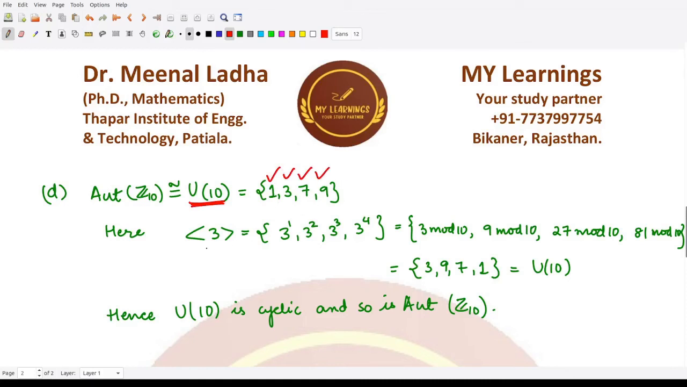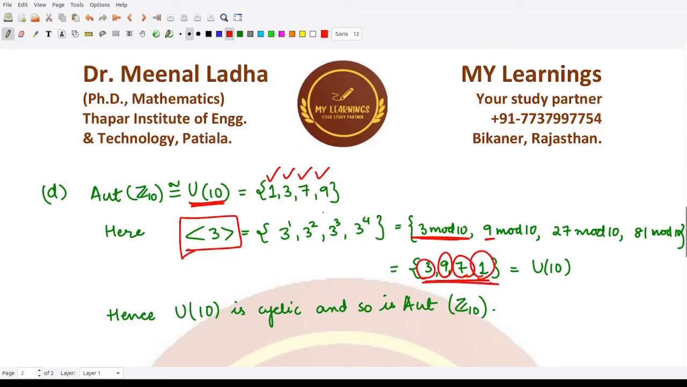So here you see the subgroup which is generated by 3 contains the elements 3 raised to power 1, 3 raised to power 2, 3 raised to power 3, 3 raised to power 4 and so on. So 3 raised to power 1 is just 3. 3 mod 10, how much is it? It is 3. Next, 3 square is 9, and 9 mod 10 is 9 only. Correct? Now 3 raised to power 3 is 27. 27 mod 10 is 7. And 3 raised to power 4 is 81. 81 mod 10 is how much? It is 1.